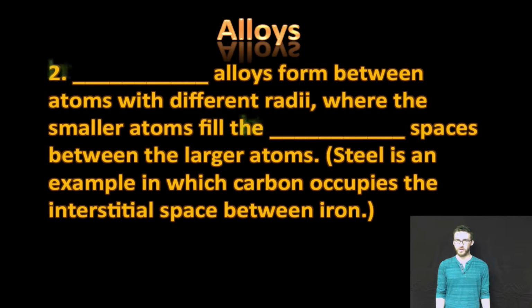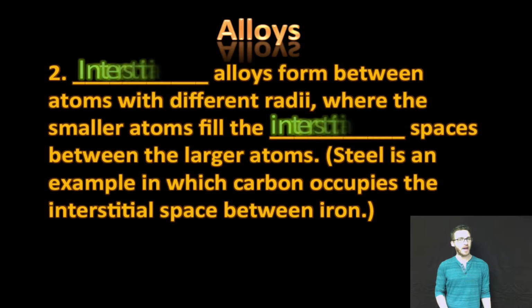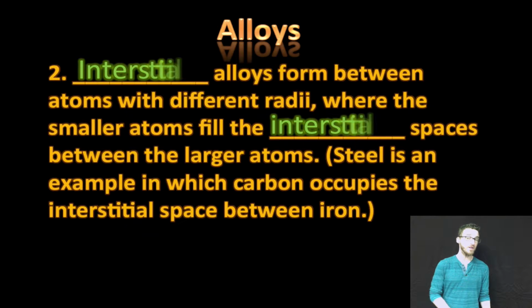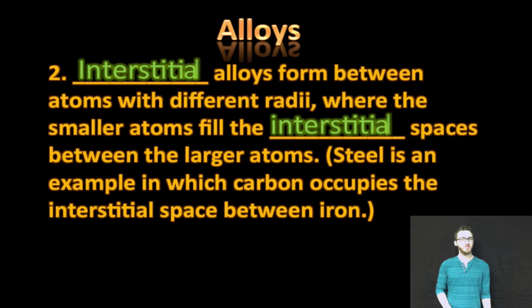Second type of alloy that you want to be comfortable with is interstitial alloys. This type of alloy forms between atoms with different radii, where the smaller atoms fill in the interstitial spaces between the larger atoms. Steel is a great example of an interstitial alloy. Carbon occupies the interstitial spaces between the iron atoms.